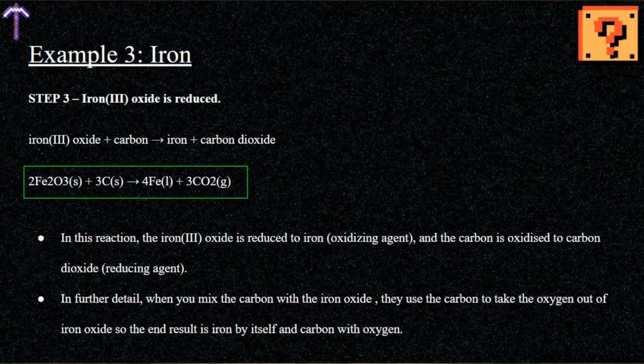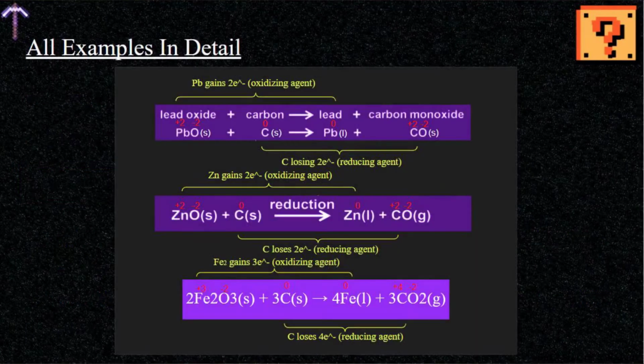Iron oxide is reduced. In this reaction, the iron oxide is reduced to iron, which is the oxidizing agent, and the carbon is oxidized to carbon dioxide, which is the reducing agent. In further detail, when you mix the carbon with the iron oxide, they use the carbon to take the oxygen out of iron oxide, so that the end result is iron by itself and carbon with oxygen. Here are the examples shown in more detail.